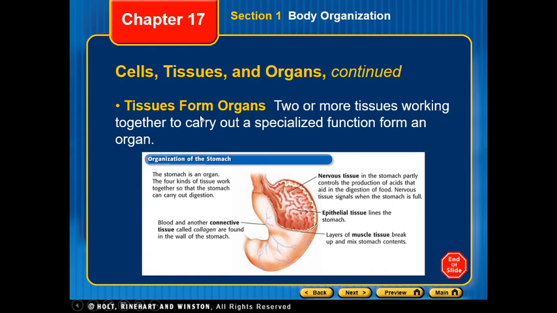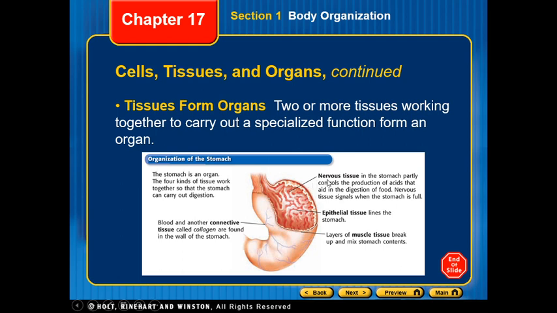Just like in this image, this is an organ which is a stomach. So this is the organization of the stomach. The stomach is an organ. The four kinds of tissue work together so that the stomach can carry out digestion. So first, the connective tissue. Blood and other connective tissue called collagen are found in the wall of the stomach.